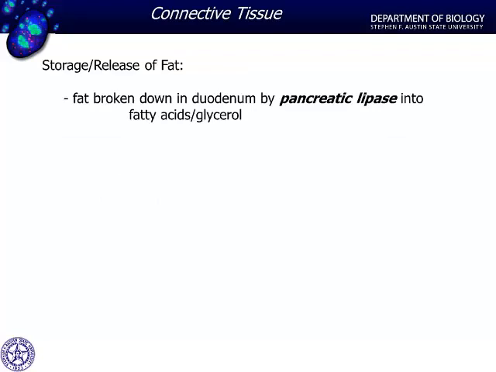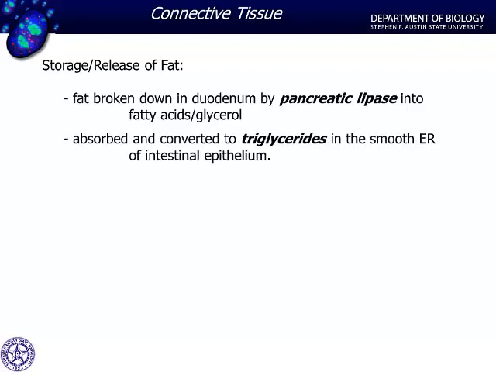So with our adipose cells, what we are going to see is certainly they are functioning in the storage of triglycerides and fat, and also in the release of that tissue. And what we see is that fat is largely broken down in the duodenum. This is the first portion of our small intestine. We have pancreatic enzymes that are added into the chyme, this partially digested material in the duodenum, and this is pancreatic lipase, the breakdown of lipids.